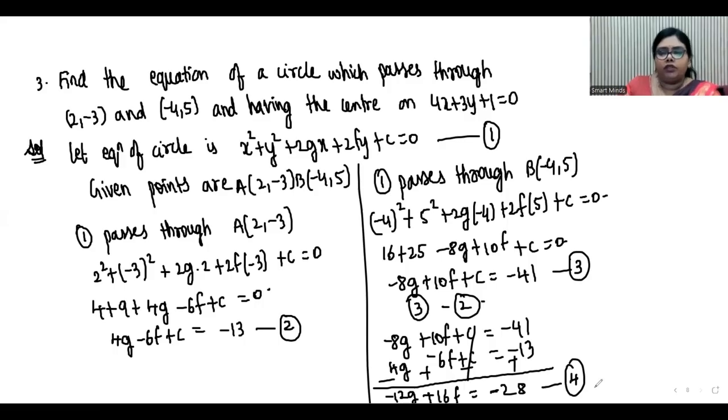Now we got the fourth equation. We'll see the last part of the question now. Center is on this line. So that means the center lies on 4x plus 3y plus 1 is 0. This is given in the question.